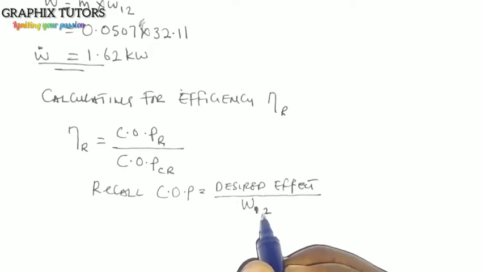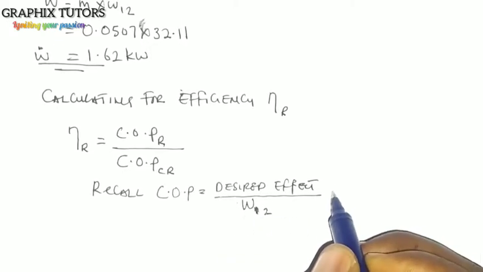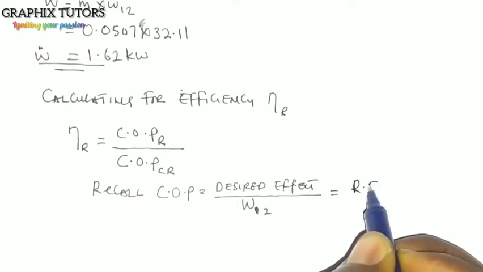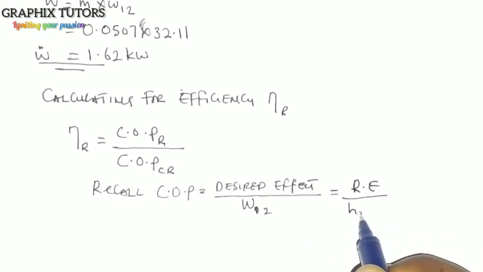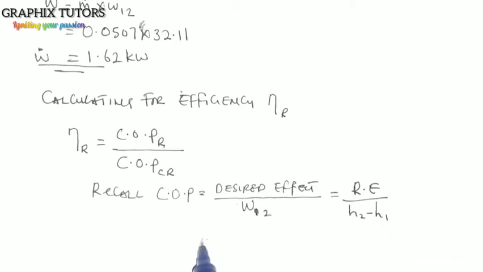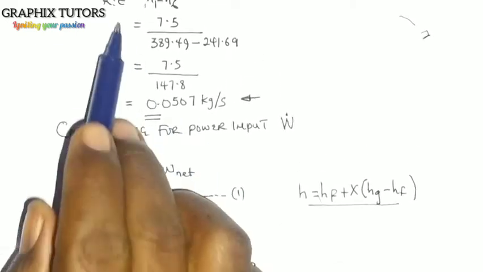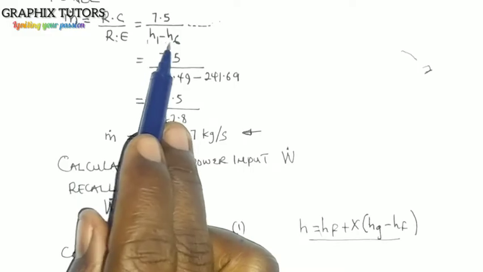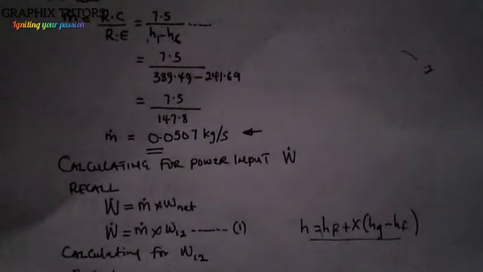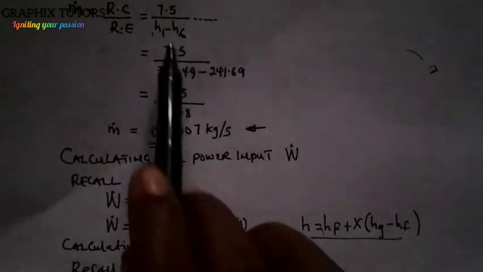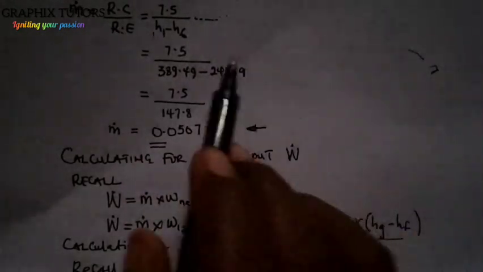Are we good? So from here, what is the desired effect? It is also called the refrigerating effect, all over the work net, which is H2 minus H1. Now, what do you really want from a fridge? You want cooling, and the cooling is found in the evaporator. Look at this, my refrigerating effect here is H1 minus H6.